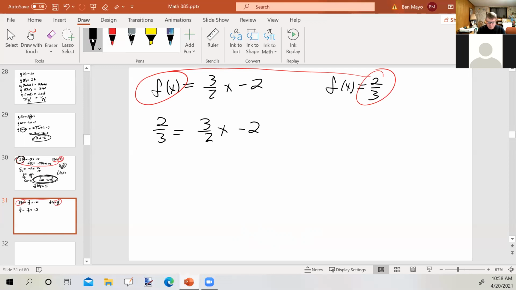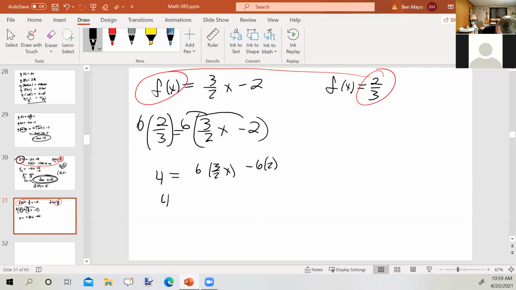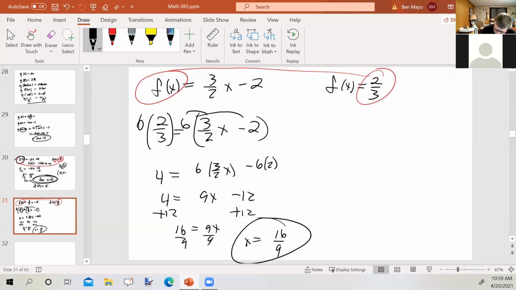Well, let's see. We could clear the fractions by multiplying both sides by the least common denominator, which is 6. 6 times 2/3 would be 12/3 or 4. 6 times 3/2 x minus 6 times 2, we'd have 18/2 or 9x minus 12. Add 12 to both sides, 16 equals 9x. Divide by 9, x equals 16/9. So when the output is 2/3, the input is 16/9.